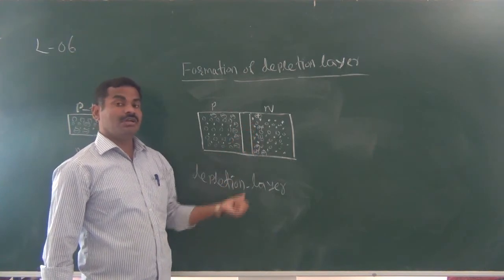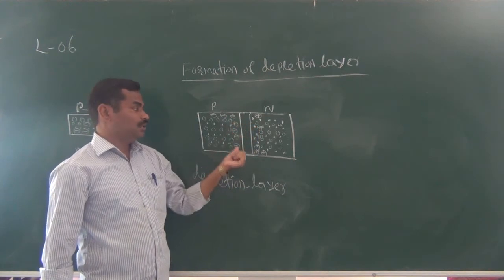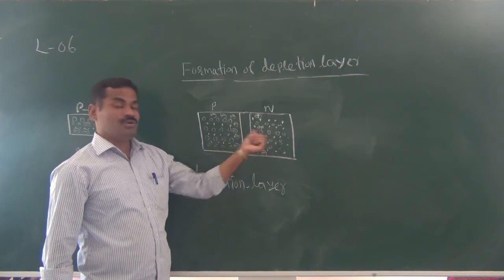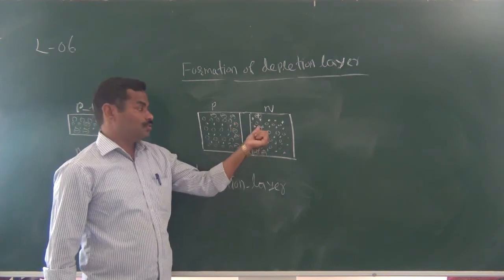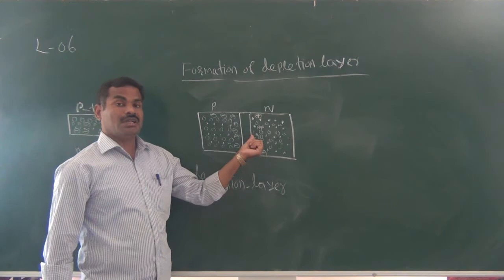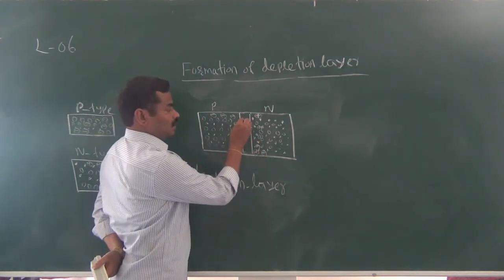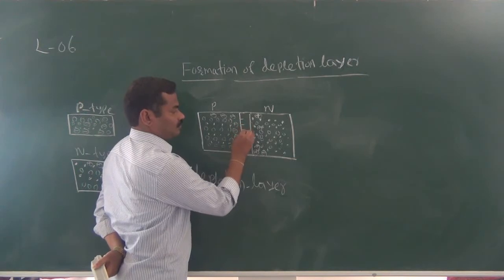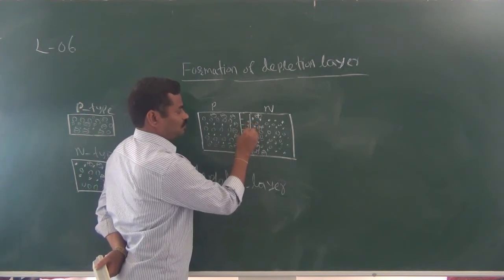This layer is nothing but the depletion layer. Actually, in this layer, what happens? As we know, here electrons are moving, holes are moving. But what about these negative immovable ions? What about these positive immovable ions? They will create a layer. That layer is nothing but the depletion layer. Here they will create a negative layer. Here they will create a positive layer.